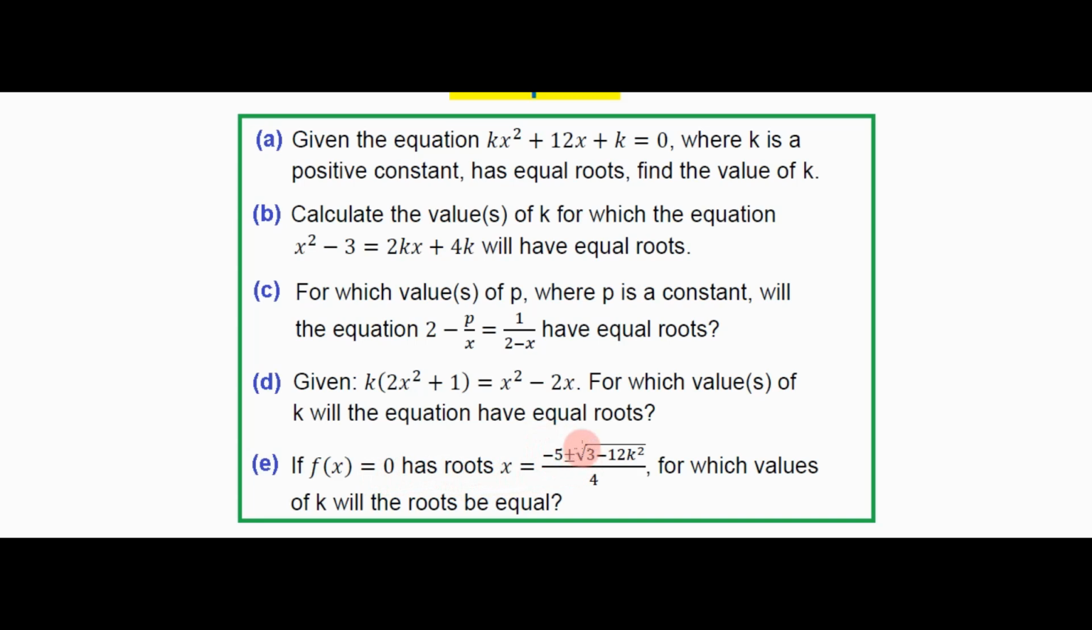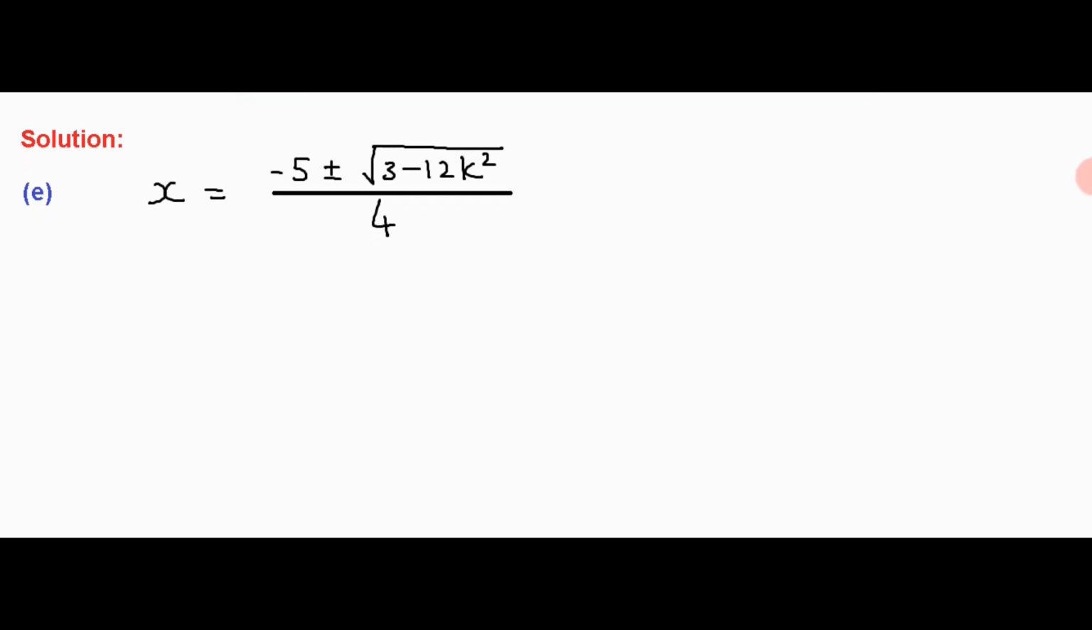or minus the square root of 3 minus 12k squared all over 4, for which values of k will the roots be equal? So in this case, we are given the roots, and they come to this, the right-hand side of this equation. We know that what's under the square root will always be delta. So we know that delta is equal to 3 minus 12k squared. So there's no need to work out delta in this case, because we already have delta under the square root. We also know that the roots are equal, so we can say that delta is equal to 0.